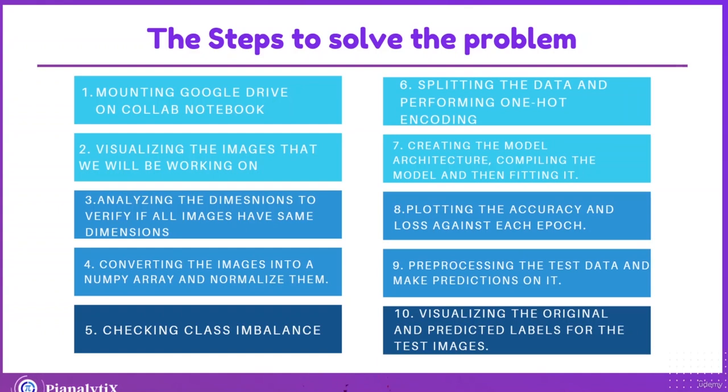The next step would be converting these images into a NumPy array and we will normalize them. After that, we will check for class imbalance, if all the classes have the same number of images or not. After that, we will split the data and perform one-hot encoding on the target data. Next, we will create the model architecture. We'll compile the model and then we fit the model. After that, we'll plot the accuracy and the loss against each epoch. Then we will pre-process the test data and make predictions on it. And in the end, we will visualize the original and predicted label for one of the test images.